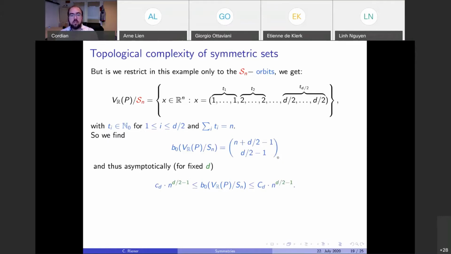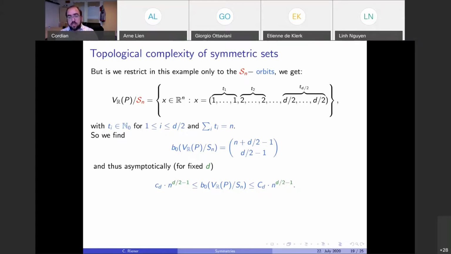Okay, and now if we assume we fix d and just care about the asymptotics of this quantity in terms of n, then this is lower bounded and upper bounded by a polynomial in n of degree d/2 minus 1.